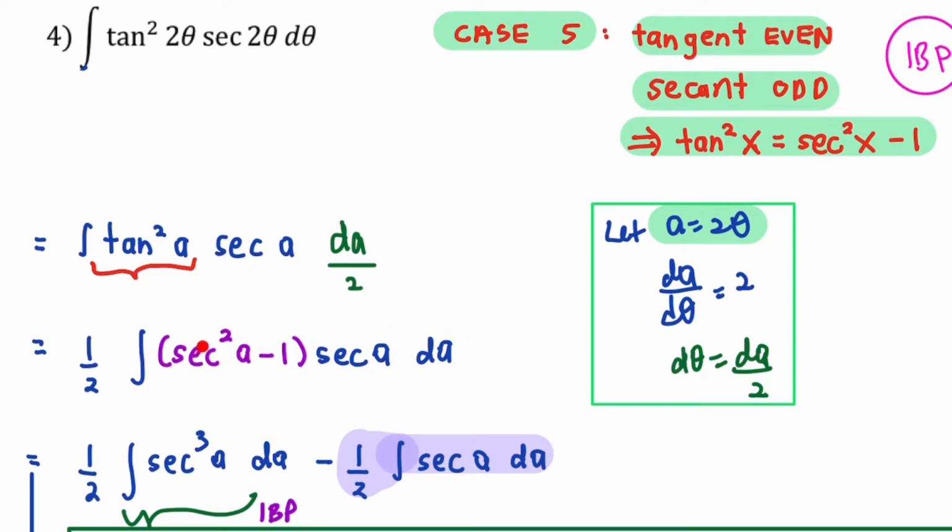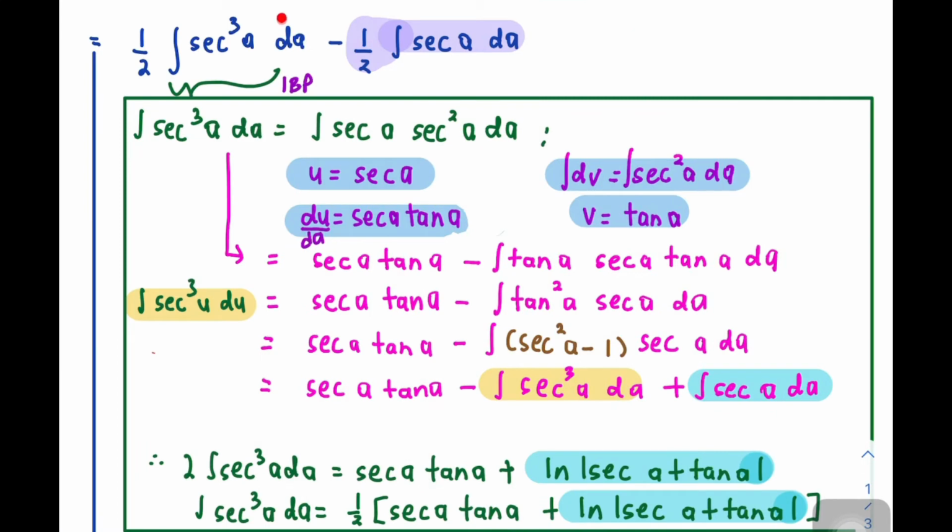Then let's expand this. This is just 1 over 2 integrate secant to the power of 3 a dA minus 1 over 2 integrate secant a dA. Now this is straightforward because we have in our formula list integrate of secant a dA. So you can look at it later. Now let's focus here, 1 over 2 integrate secant cube a dA. Here let's follow our guideline.